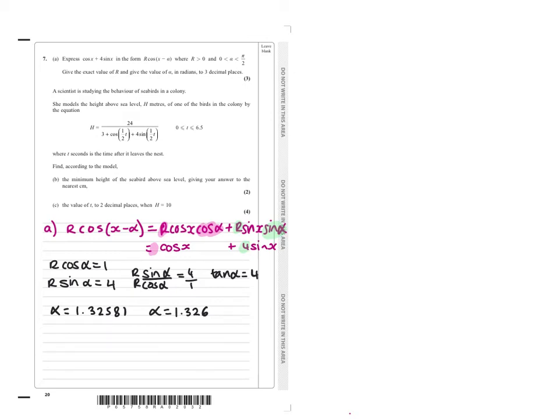And then to find r, we know r equals the square root of 1 squared plus 4 squared, which is root 17. So I can now rewrite this in the form root 17 cos(x minus 1.326). Okay, part B.